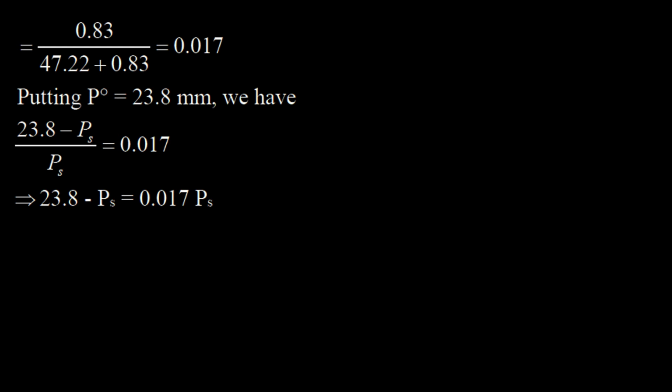So here we are going to find out the vapor pressure of the solution. That is the second part of the question. So 23.8 minus PS is equal to 0.017 PS, or 1.017 PS is equal to 23.8, so PS is equal to 23.4 millimeters. That is, here in the second part, we have calculated the vapor pressure of the solution. So this formula, P naught minus PS divided by PS, is used when the solution is very dilute.